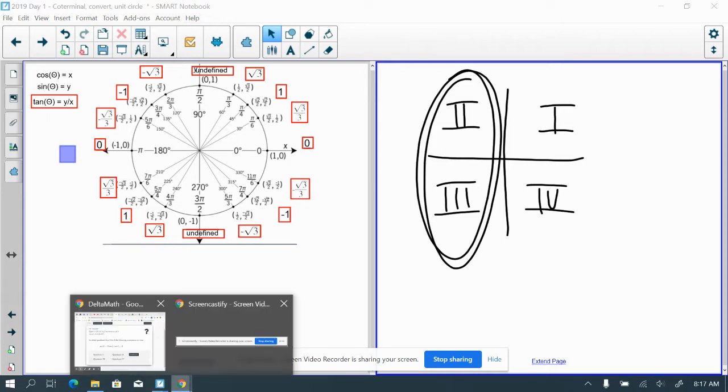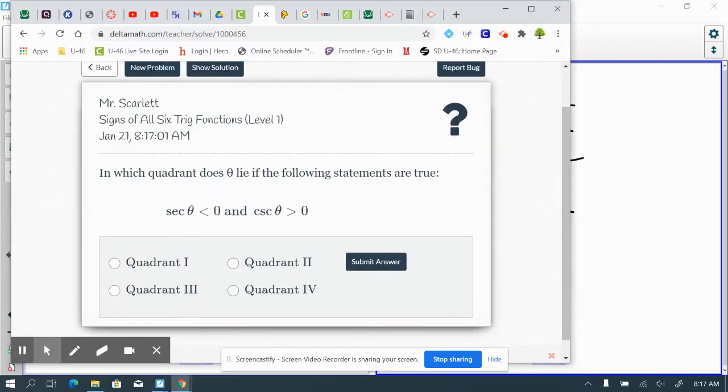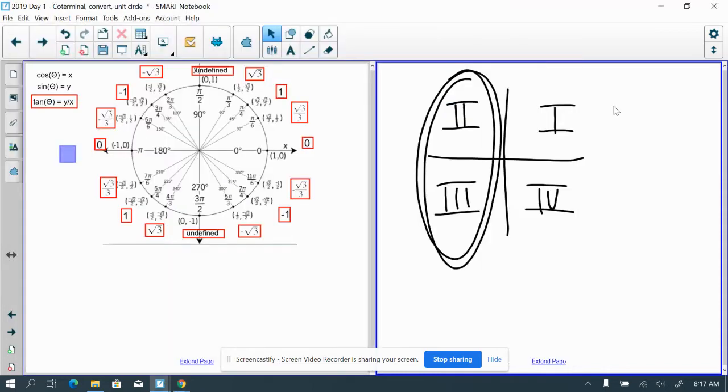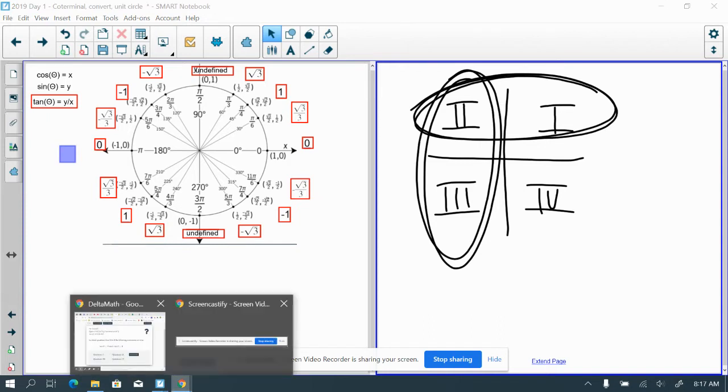But the other one is cosecant is positive. Cosecant is the y value flipped over, its sign flipped over. So I've got an x that's negative and a y that is positive. If y is positive, I'm up here, and therefore it must be quadrant 2.